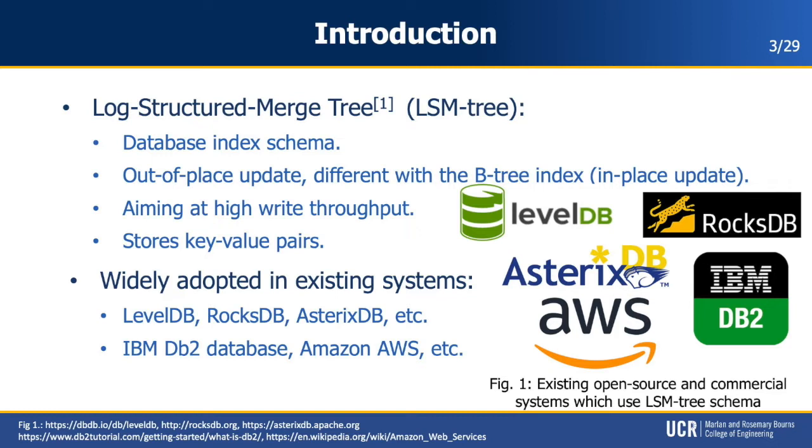LSM tree buffers the writes in memory first, sorts by key, and then flushes the memory component to the disk with sequential I/O. Therefore, it has high write throughput. It's a popular index schema in both academia and industry. Here are several open source and commercial databases that use LSM tree.